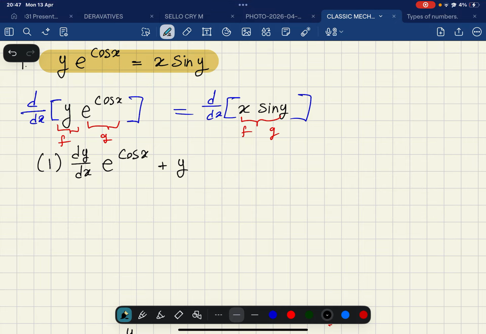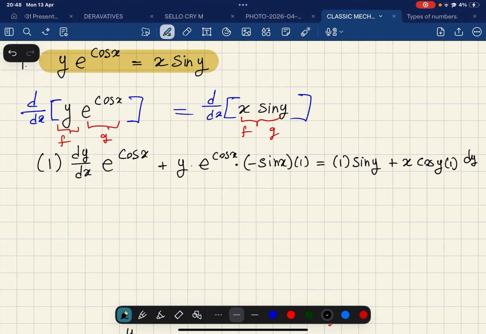I say plus. I keep the y. Then I do what? I derive e to the something. It is going to become e to the cos x multiplied by the derivative of cos x, which is negative sine x, multiplied by the derivative of x, which is 1. Then from there, we're going on the left hand side. On the right hand side, we derive y, x, we get 1. So we keep the sign of y, we say plus. We keep x, we derive sine y, I will get cos y. I multiply by the derivative of y, which is 1.